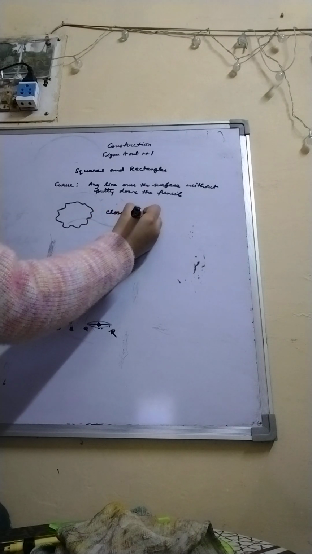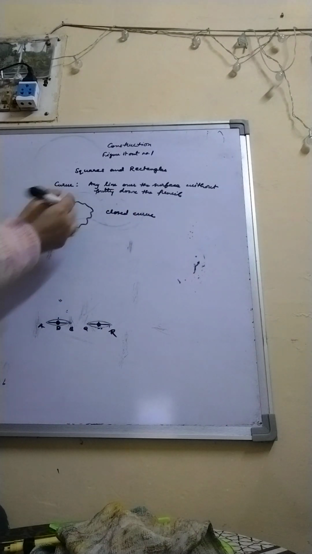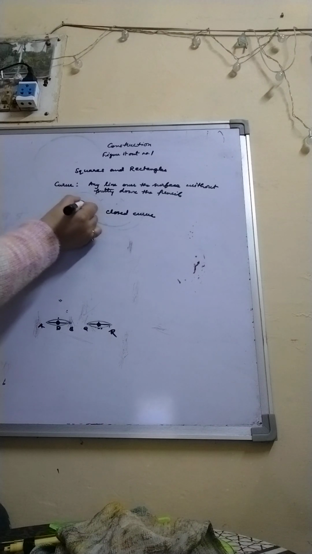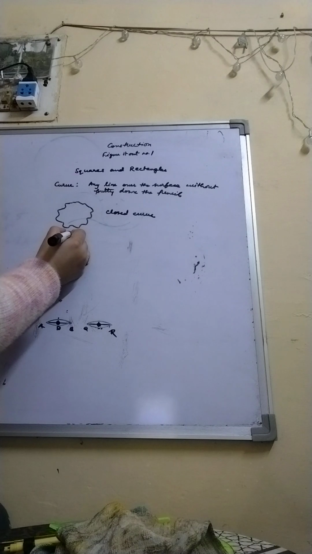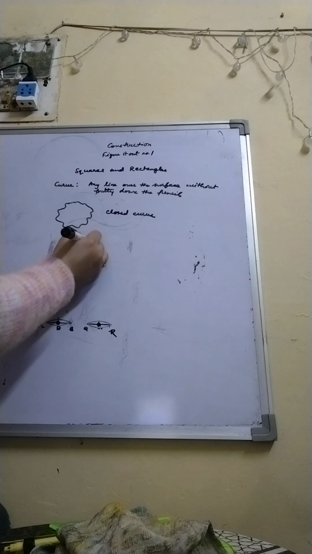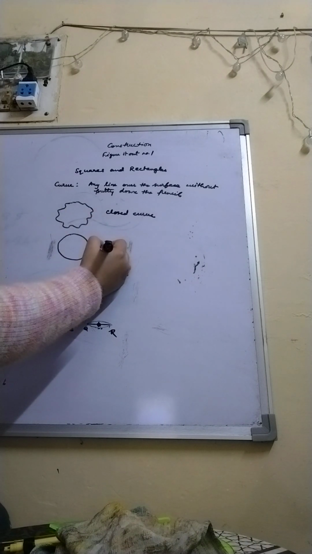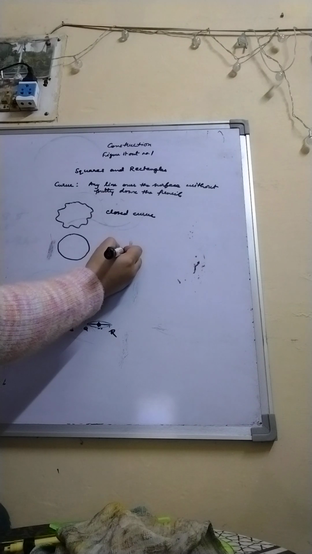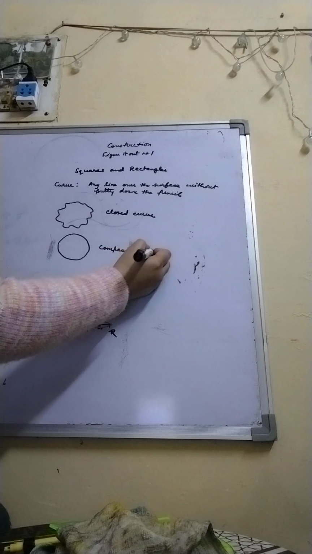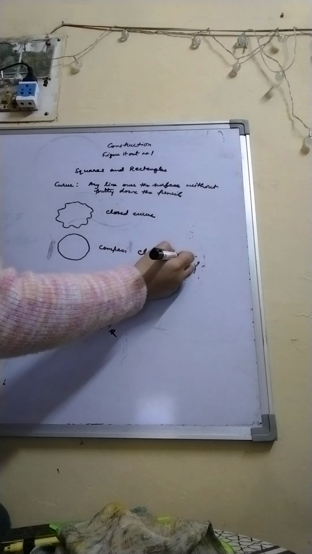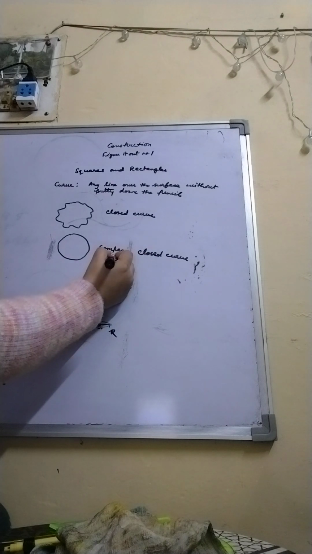Now for closed curves, one is where you do not use any ruler or compass and you get the closed curve just like that. Similarly, a circle is also a closed curve. We draw a circle with a compass and it is also a closed curve. Closed means it has some boundary.